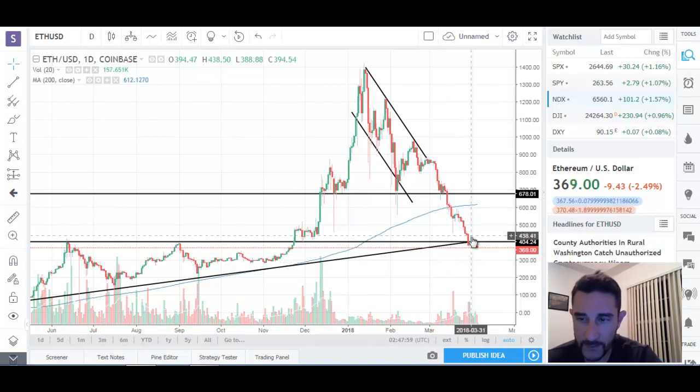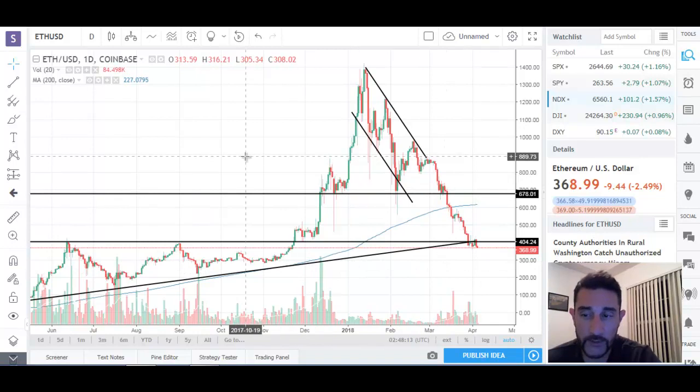So upside, we need to basically get above this resistance back into this prior range. So we want to basically be 405, 410 plus. Otherwise, we're looking at downside of 285. Good times.